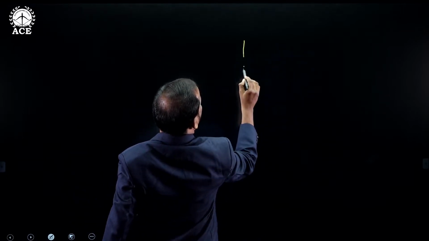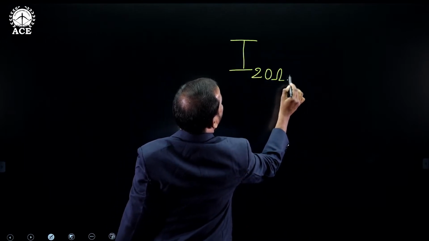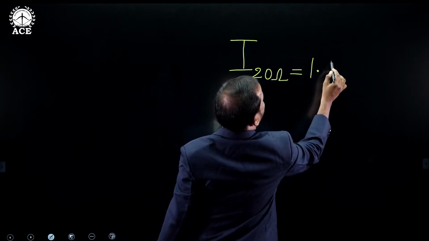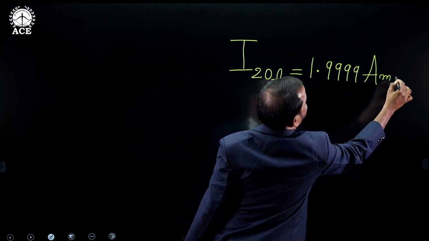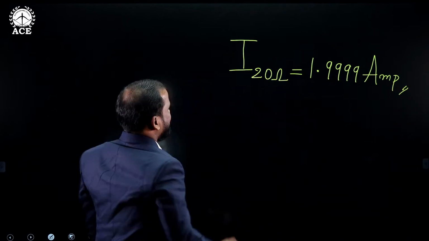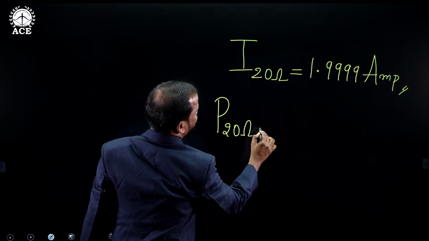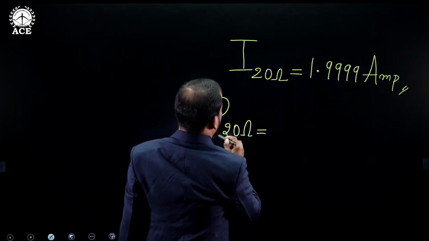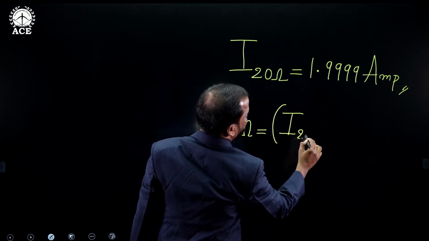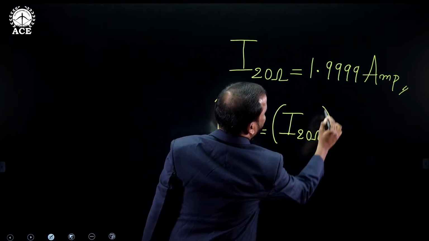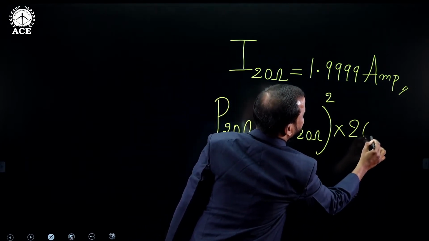So the current flowing through 20 ohms is equal to 1.9999 amperes. Now finding the value of power dissipated by the 20 ohm resistance: it is equal to the current flowing through the 20 ohm resistance squared, multiplied by the value of 20 ohms.